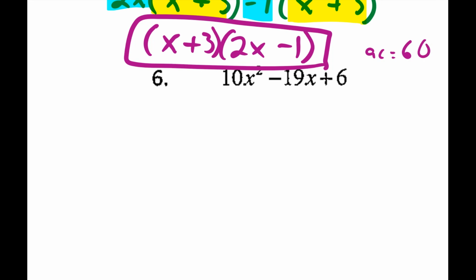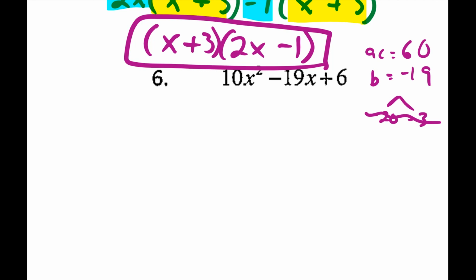are 60 and B is negative 19. So what are two numbers that multiply to 60 and add to negative 19? Giveaway here, since they multiply to a positive, they both have to be negative or both positive. So this is going to be two negative numbers. So we could say, ooh, maybe it's going to be negative 20 and negative 3. Nope, that doesn't work. What are other numbers that multiply to 60? Negative 18 and I don't know. That's not going to work well for me, is it?